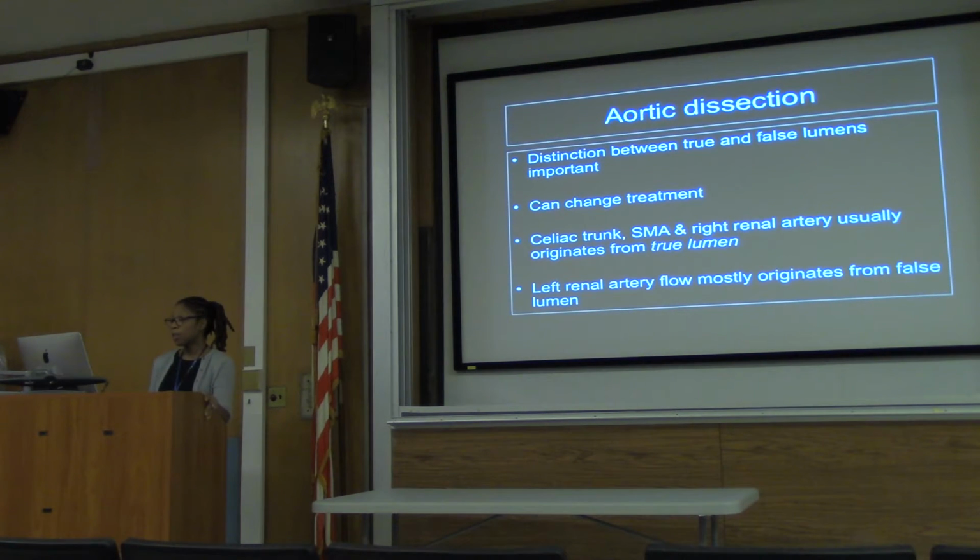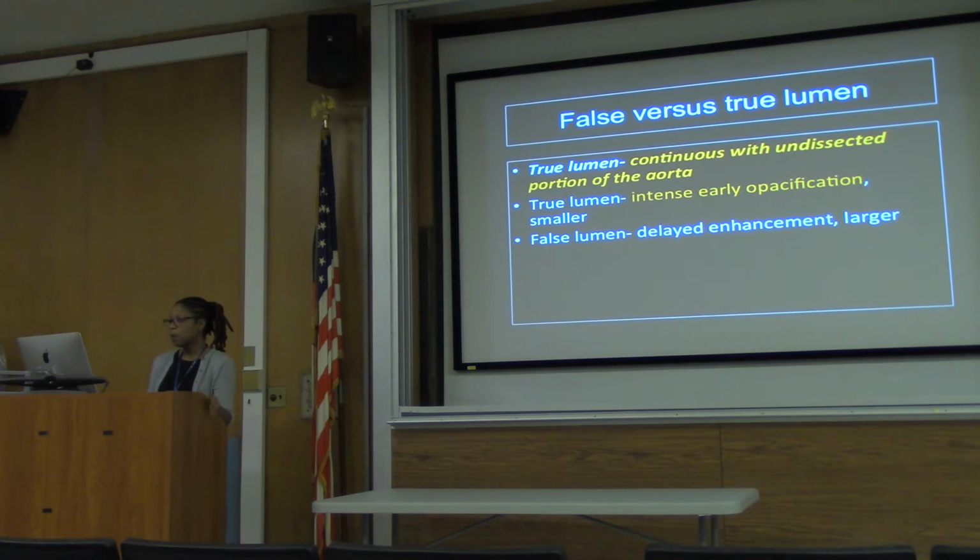So in terms of aortic dissections, we're very concerned about distinguishing between the true and the false lumen. We need to know what vessels are being fed off the true, what vessels are being fed off the false lumen, because it can significantly change the treatment. So the true lumen, how can we tell the difference?